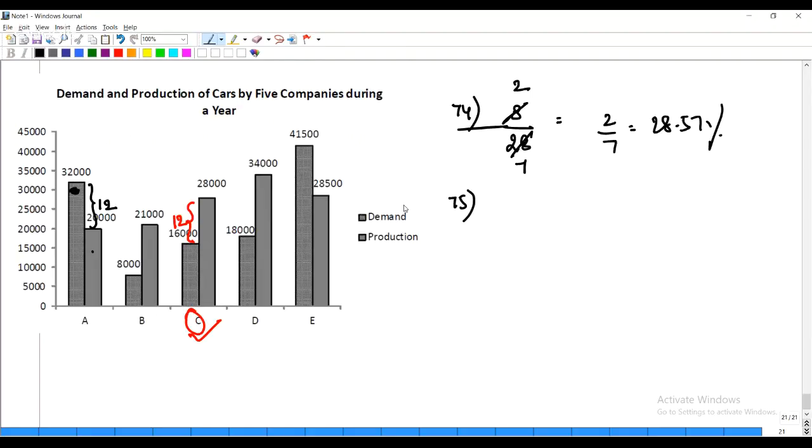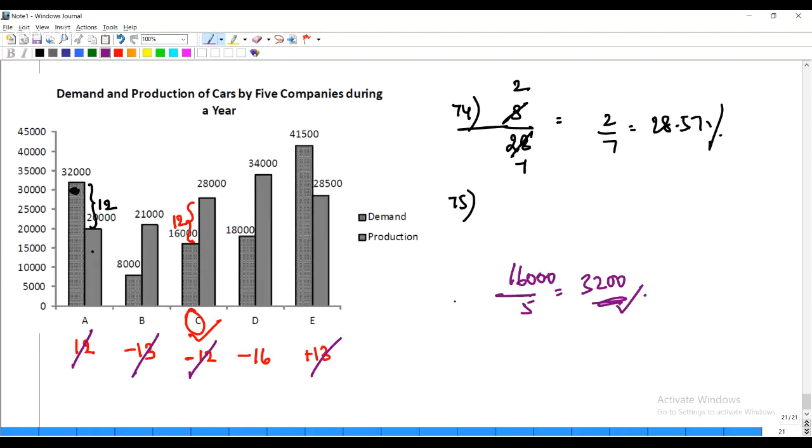What is the difference between the average production and the average demand of the 5 companies taken together? So find out the difference here. It will be minus 13. It will be 12. It will be minus 12. This will be minus 16. This will be plus 13. If demand is greater, I'm taking it as plus. If production is greater, I'm taking it as minus. So just cancel it. Minus 13, plus 13, minus 12, plus 12, cancel it. You'll be getting 16,000 divided by 5. You'll be getting 3,200. So that's all.